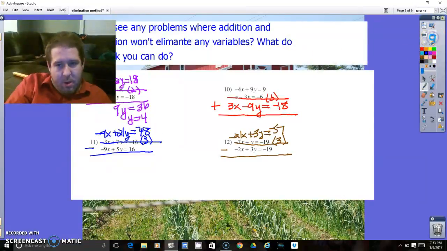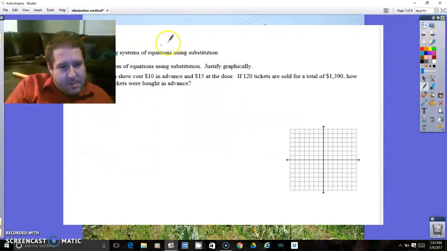All right, so let's take a look at that homework. The homework says, solve the system of equations using substitution. Justify graphically. Tickets to a show cost $10 in advance and $15 at the door. If 120 tickets are sold for a total of $1,390, how many tickets were bought in advance? I feel like this is the same question I might have had on a prior video. If it is, then I'll just have to make another video of the new one. But I'm going to go ahead and solve this question.